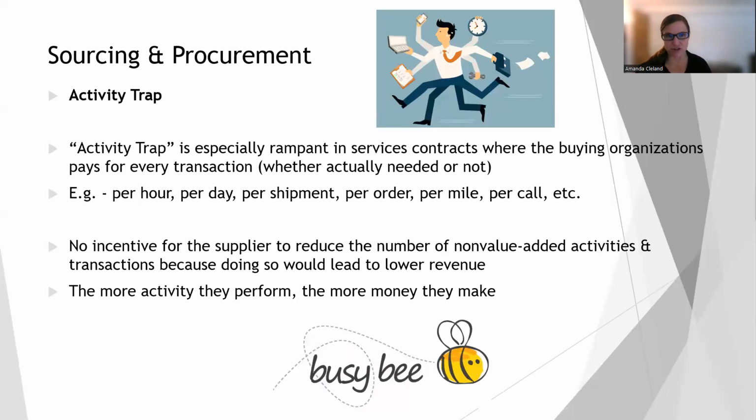The next one is the activity trap. This is especially common in services types of contracts where the buying organization pays for every single transaction, whether that is actually needed or not. So maybe they're paying based on the per hour that a janitorial supplier works, or every day, or per shipment if it's a 3PL, per order, per mile if it's a truck driver, per call if it's a customer service type of organization, where every single transaction has a cost associated with it.